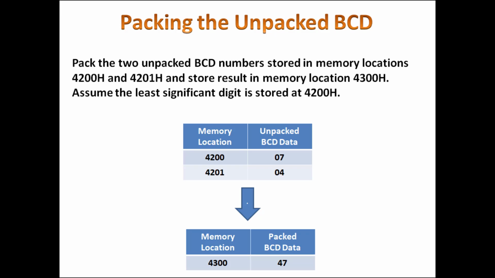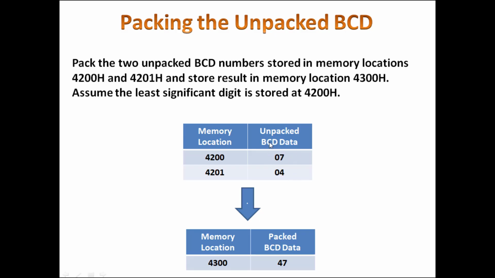In this particular program, the description given is: pack the two unpacked BCD numbers stored in memory locations 4200H and 4201H and store the result in memory location 4300. Assume the least significant digit is stored at 4200. In this case, we have two memory locations, 4200 and 4201, and the data is 07 and 04 respectively. So this is actually unpacked BCD.